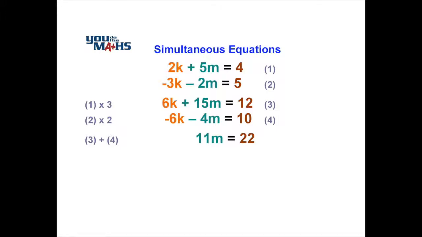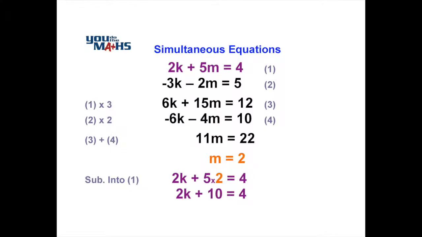So now we solve it like we've done many times before with equations. What we do is we divide both sides by 11 to get m equals 2. What we then do is substitute that back into one of the first two equations. Doesn't matter which one, so we'll choose the first one. We replace the m in the first equation with a 2. So we go 2k plus 5 times 2 equals 4, and we simplify that to this stage.